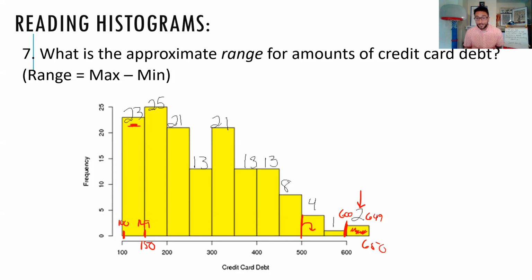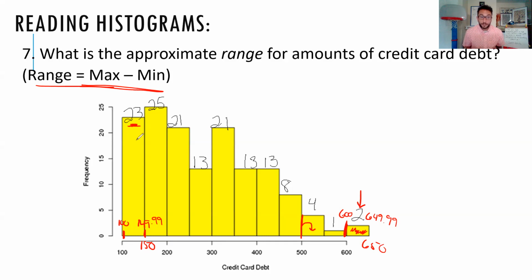Now I really made a mistake. This could really be $149.99, and same thing over here, this could be $649.99. So when we're looking at the range, the range is the maximum minus the minimum. But we can't give one exact answer for the range from a histogram because we cannot figure out the exact maximum because we don't know what these 2 data values were.